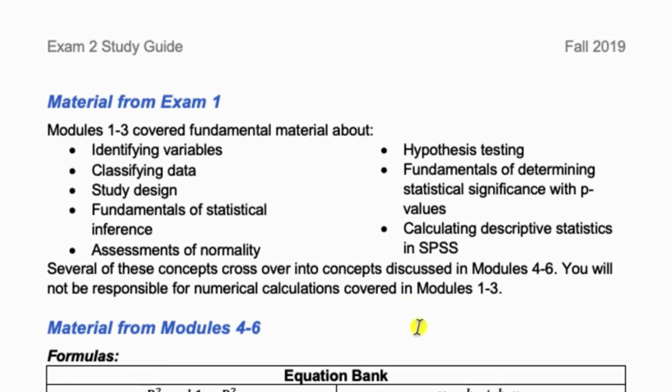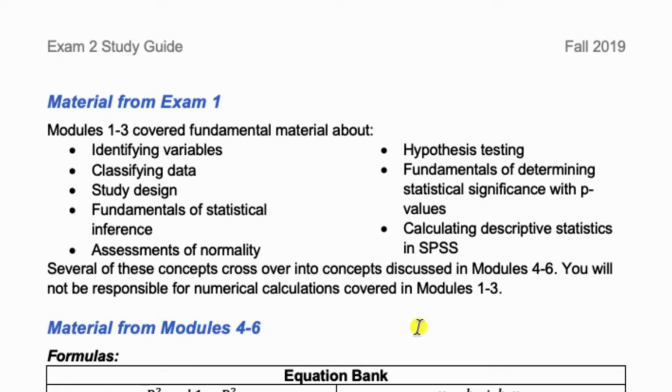Hi guys, I wanted to briefly cover first what is included in the Exam 2 study guide. So any material from Exam 1 shouldn't be a shocker to anyone, that we have a lot of fundamental concepts that we discussed for Exam 1 that will be crossing over into Exam 2.